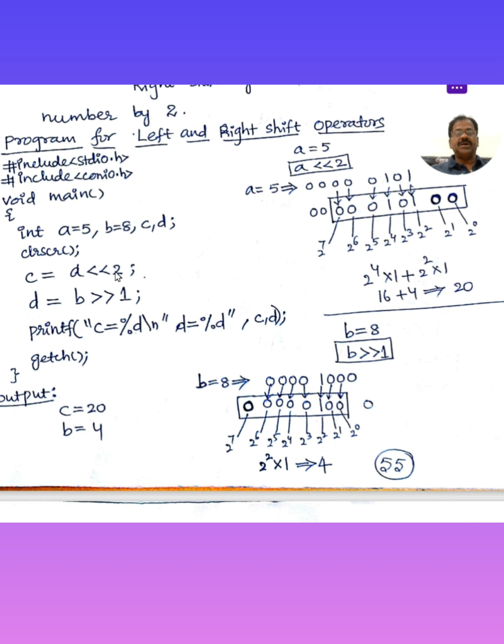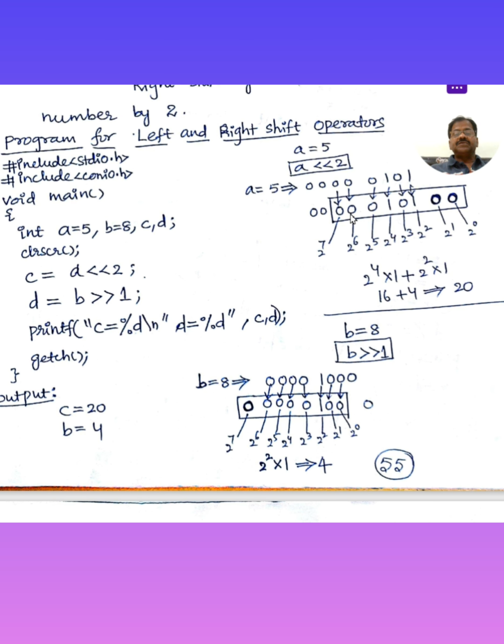A is 5, B is 8, C, D. You see here, A left shift of 2. That means A is 5. For 5 we can write in binary language 101. Here we are going to do the left shift of 2 operation. Two bits we have to shift to the left side. If we shift 2 bits to the left side, then we lack 2 bits, so on the right side you add 2 bits. A left shift of 2, so I have to shift 2 bits to the left side.